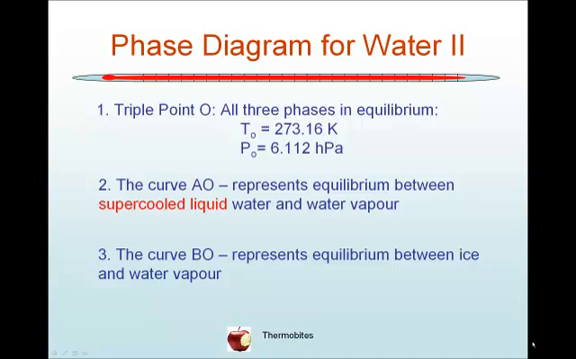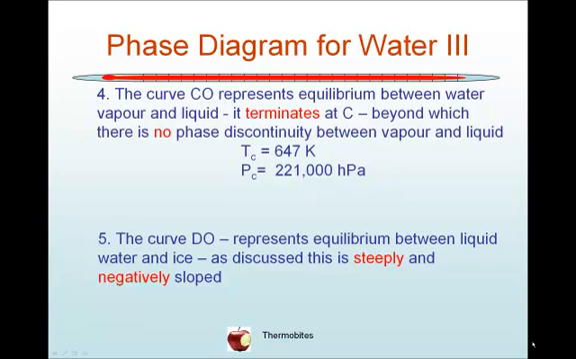The curve BO represents equilibrium between ice and water vapour. So deposition, sublimation, equilibrium curve. The curve CO represents equilibrium between water vapour and liquid, and it terminates at C. That's the critical point, beyond which there is no phase discontinuity between vapour and liquid. That occurs at 647 degrees Kelvin and a rather large pressure, 221,000 hectopascals.